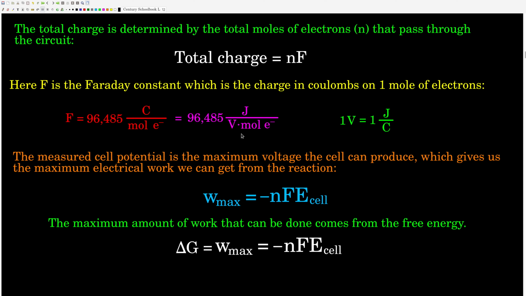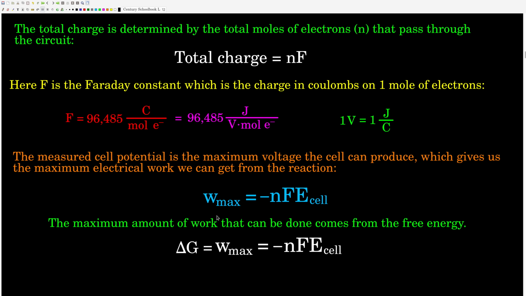So, because of the maximum voltage the cell can produce, it gives us a maximum amount of electrical work we can get from that reaction. We can write that the W max, the maximum amount of work, is equal to the total charge times the cell potential. If you look at the units here, it probably helps to see how it works out. Remember, n is the number of moles of electrons transferred. Faraday's constant is, think about this with units of joules per volt mole of electrons. So moles of electrons cancel already, and the cell potential is volts. So volts cancel, and we end up with joules. So this gives us joules amount of work.